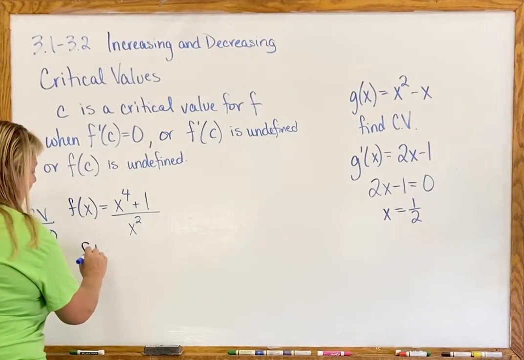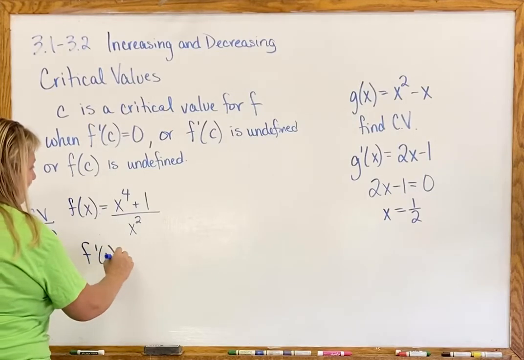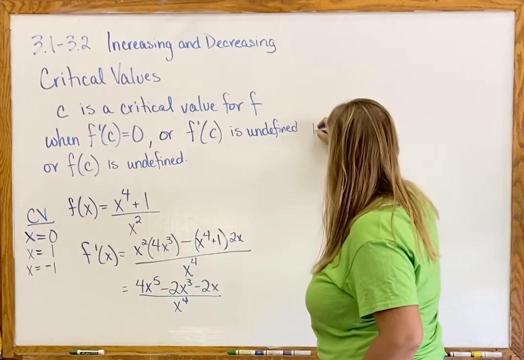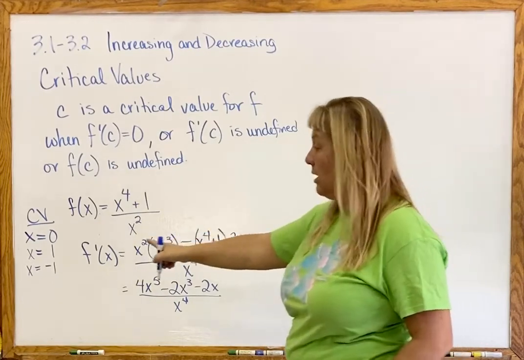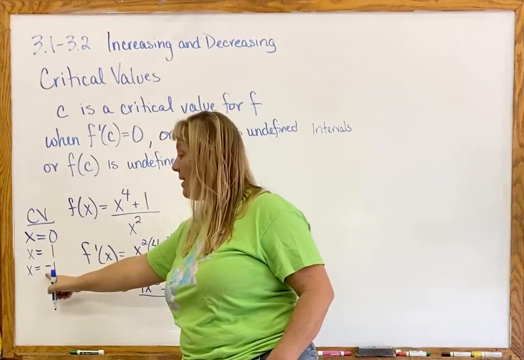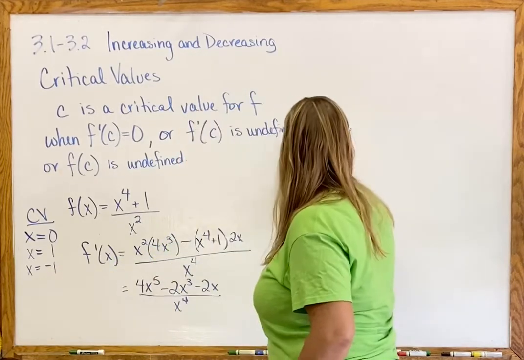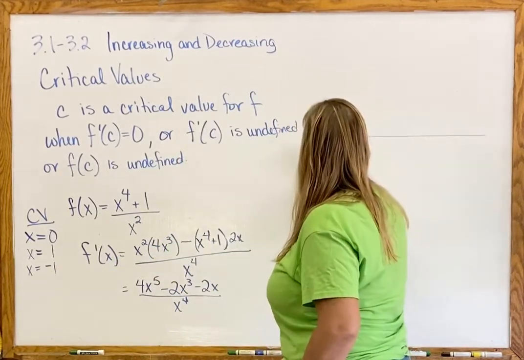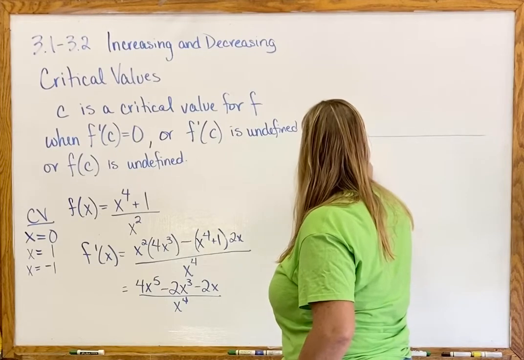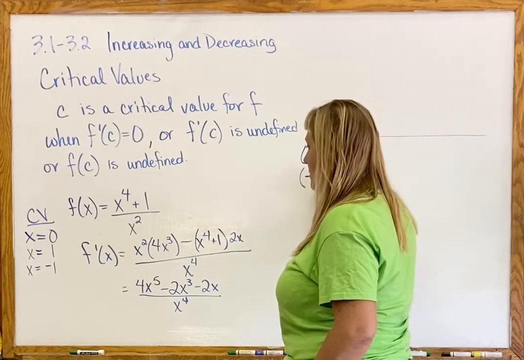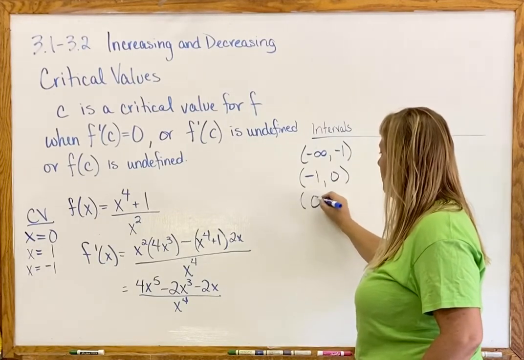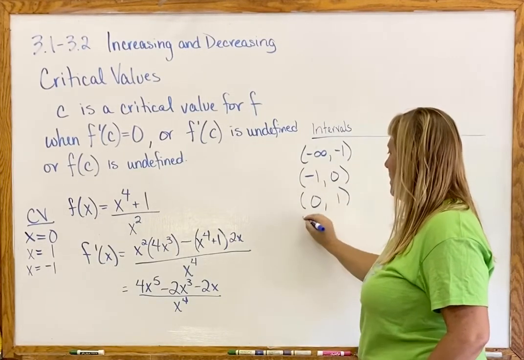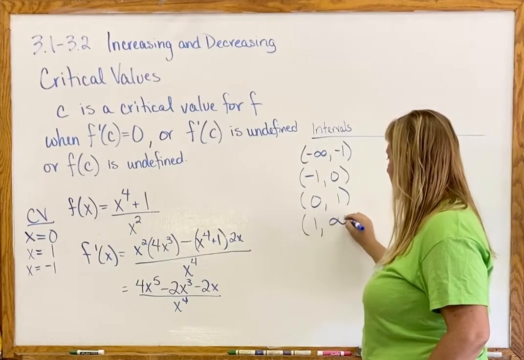So we find the derivative, and let's go ahead and practice. So if we were to do this, looking at intervals, make sure you put them in the right order. So the first interval is going to go from negative infinity to negative 1. Then the second one is going to go from negative 1 to 0. Then the third one will go from 0 to 1. And then there's one more from 1 to positive infinity.